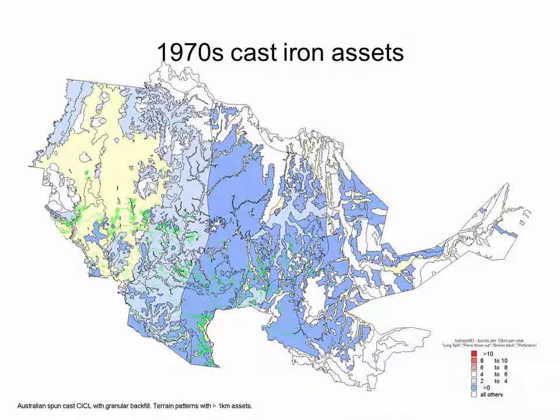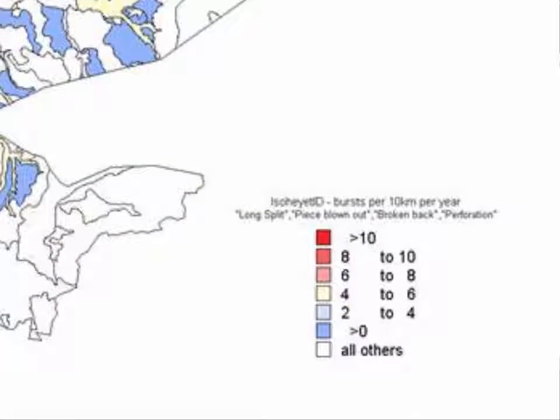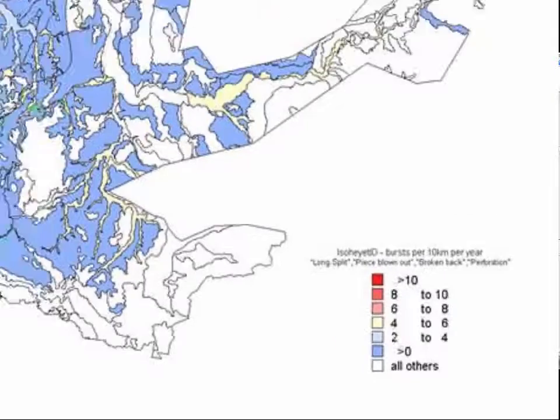Now this slide and the next two slides demonstrate that failure rates are affected by asset age. The coloration of the map represents asset failure classes in terms of failures per 10 kilometres per year. Now the classes are 0 to just less than 2, 2 to just less than 4 failures per 10 kilometres per year, 4 to less than 6, 6 to 8, 8 to less than 10, and greater than 10 failures per 10 kilometres per year.